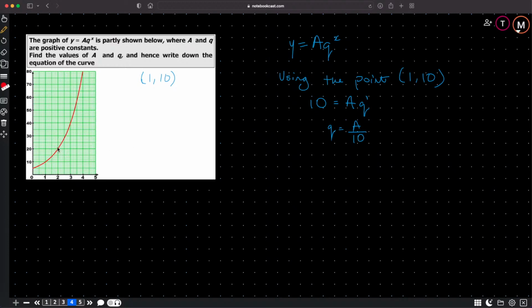Okay, let's look at another point. Here is (2, 20). We could also probably use 0.5. In fact, I think 0.5 will eliminate something for us, so maybe if we use 0.5, that would be even more useful. So let's say using 0.5.